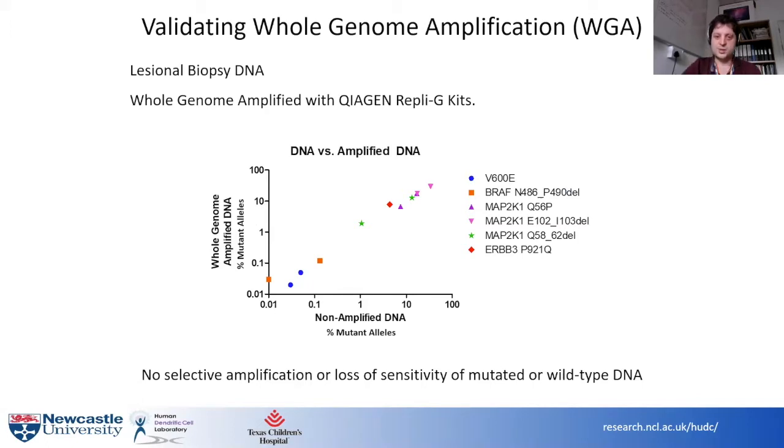So when sorting cell subsets, the amount of cells you can get is quite low, so I decided to amplify the DNA. As part of the validation for this, I needed to show that amplifying DNA carrying these mutations was not biased in any way. So this is looking at lesional biopsy DNA from several of the patients and testing by ddPCR for their mutations before and after amplification. And you can see from the graph shown that there was no selective amplification or loss of sensitivity of the mutated or wild-type DNA for several of the mutations. Next slide, please.